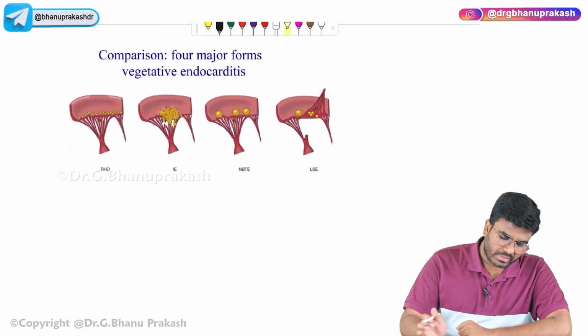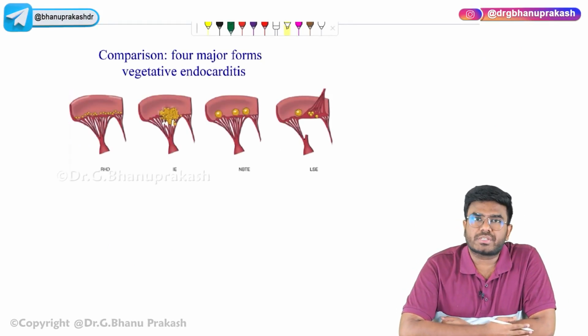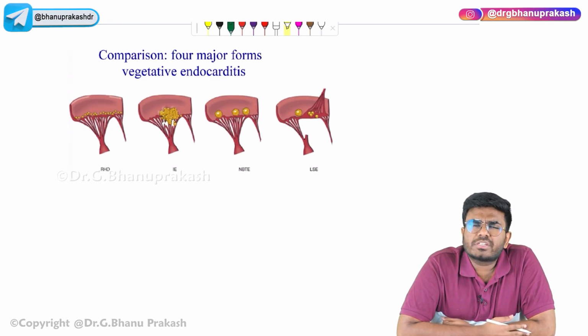Welcome back guys. Now in this video, let's discuss the types of vegetations. We have already discussed vegetations in rheumatic heart disease, and in infective endocarditis also we have discussed the vegetations. In which other conditions can the patient have vegetations in the heart?